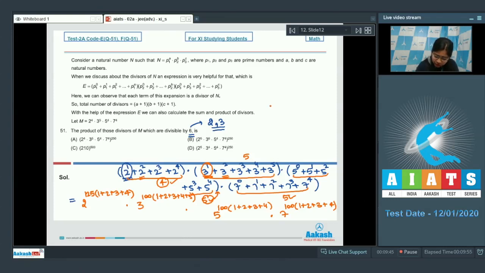So this is equal to 2 raised to the power 1250 into 3 raised to the power 1500 into 5 raised to the power 1000 into 7 raised to the power again 1000. Now answer is given in different format. So let's convert it. It is equal to 2 raised to the power 250 common. So this is 2 raised to the power 5 into 3 raised to the power 6 into 5 raised to the power 4 into 7 raised to the power 4. So from the given options we see option number B is the correct answer.